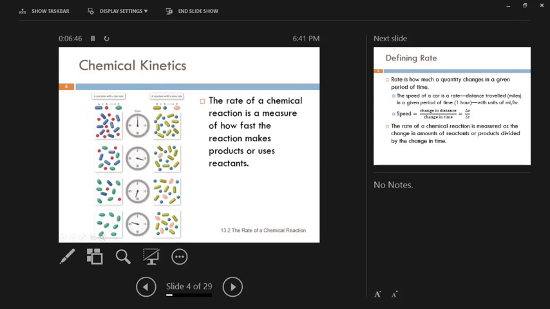So if we look at the rate of a chemical reaction, what does the rate mean? It's a measure of how fast the reaction is making products, or you could think of it as how fast it is using reactants. So we have this graphic here.